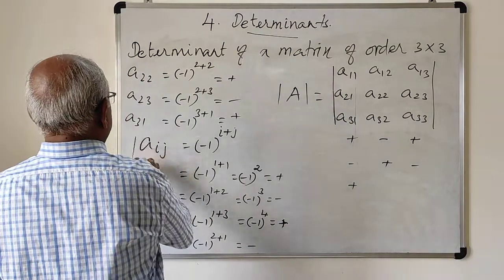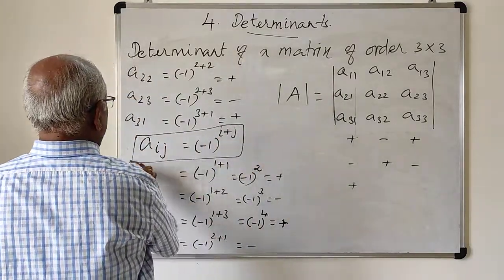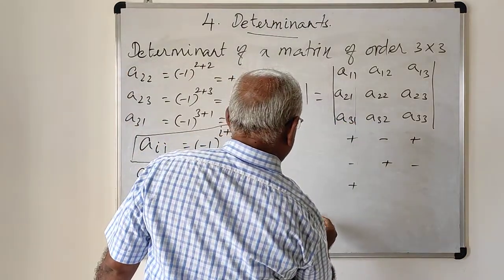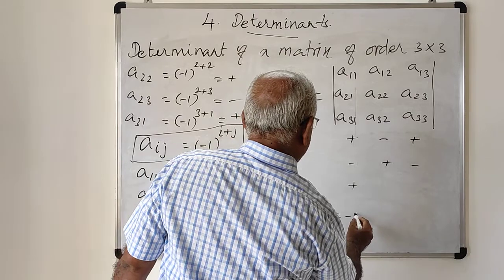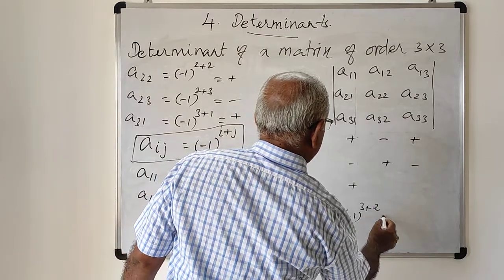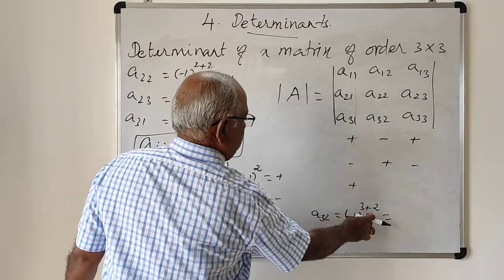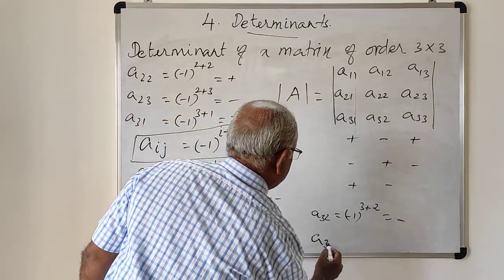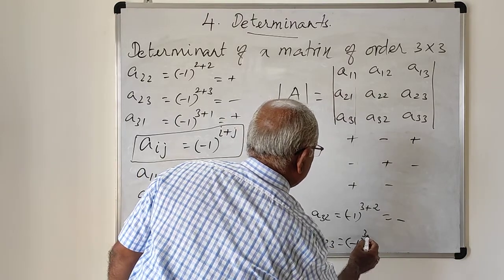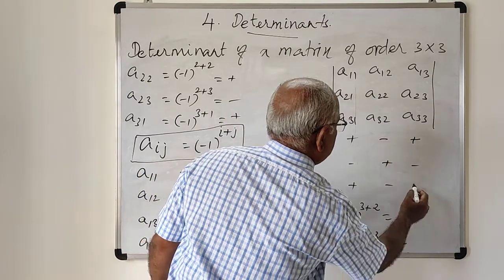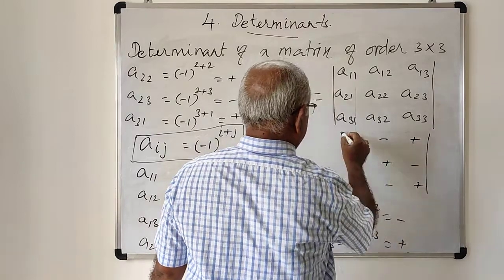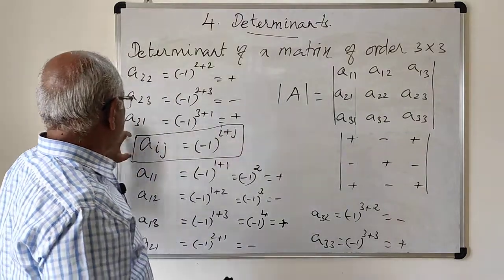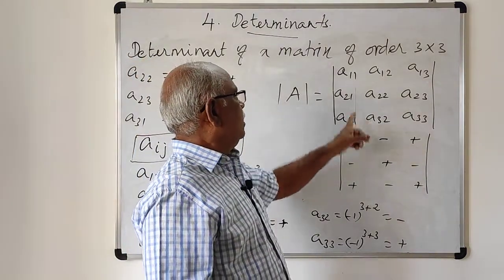And this is the rule, you remember the rule. Next, after A31, A32. A32 is minus 1 power 3 plus 2. It is again an odd number, therefore minus. Finally, A33 is minus 1 power 3 plus 3, even, that is plus. So, these are the signs of the 9 elements. Using this rule, we are deciding the sign.